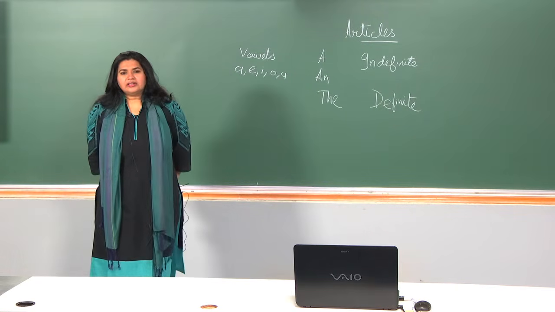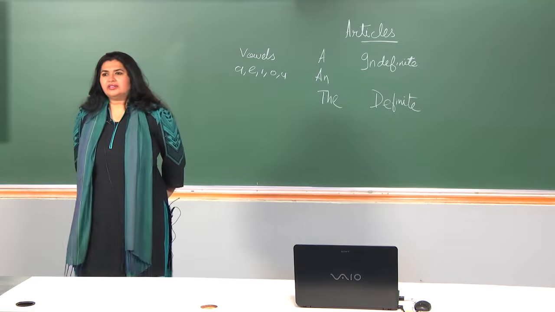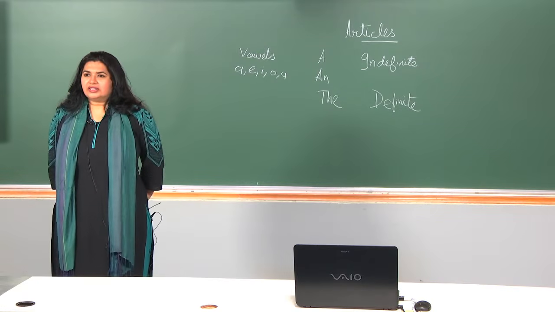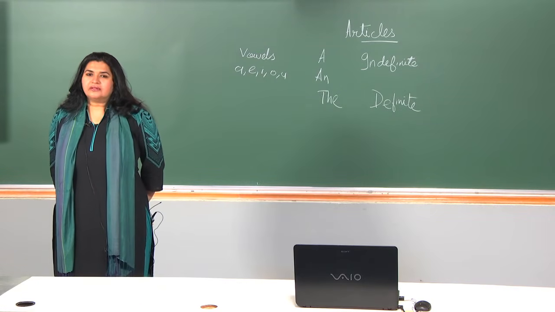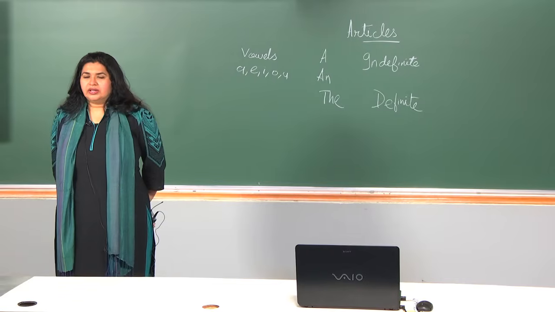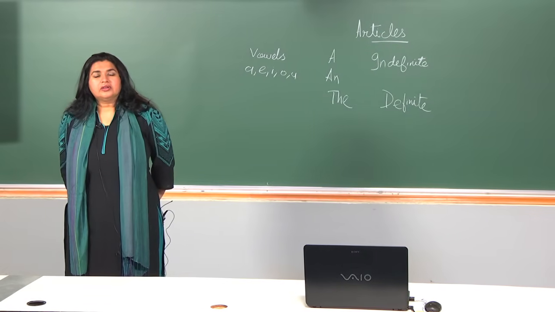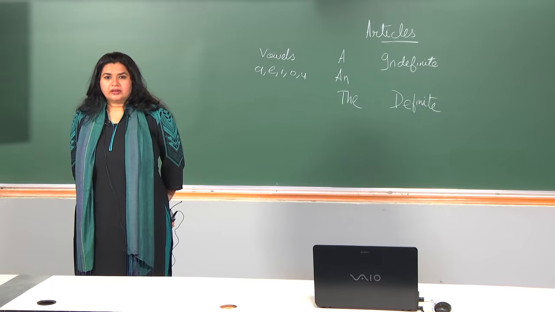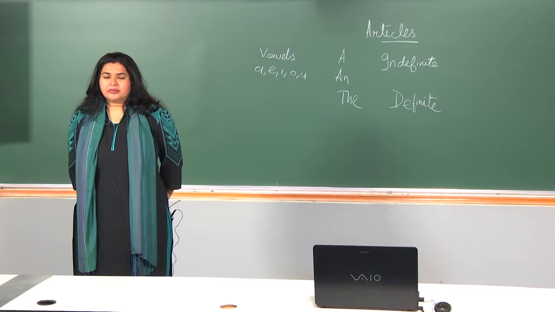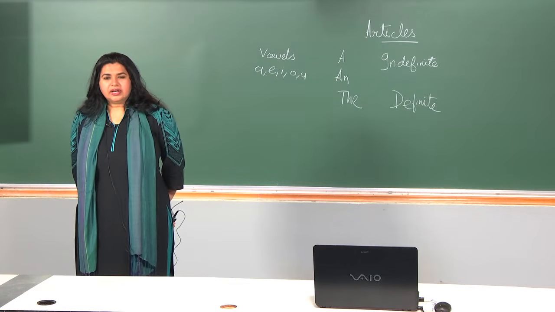So, what is an article? An article is a word which is almost like an adjective. You know, it defines or modifies a noun. It is always placed before a noun. So, that is one key feature of an article.